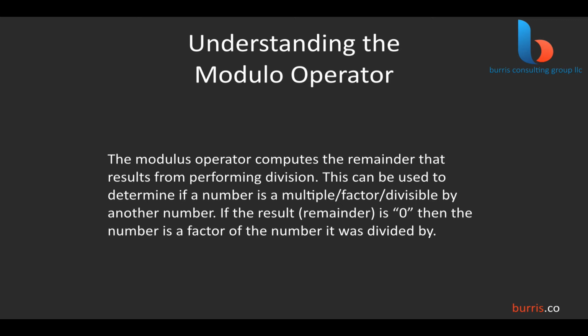An example is 15 is divisible by 3 and 5, so if we divide 15 by 3, we'd get 5 because the remainder would be 0, and if we divide 15 by 5, we get a number of 3 with no remainder, and so we know that those are factors of that number.